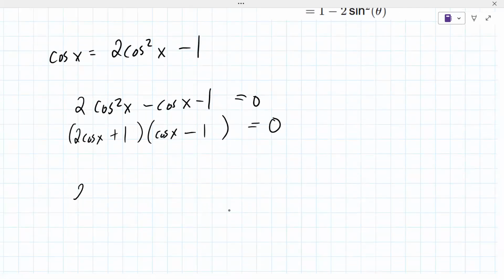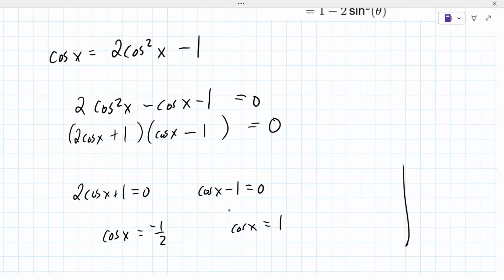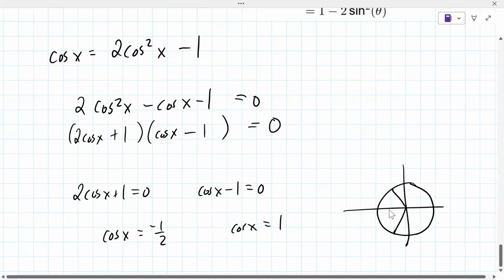So then from here, you set each of those equal to 0. And you get cosine x equals -1/2, cosine x equals 1. You've got to go to your unit circle for those. Cosine x equals 1 is going to be on the nice part of the unit circle. And then -1/2 is going to be a couple of different places, right? It's going to be there and there. Which again is one of those where it doesn't go up by the same amount each time. They're not really related.